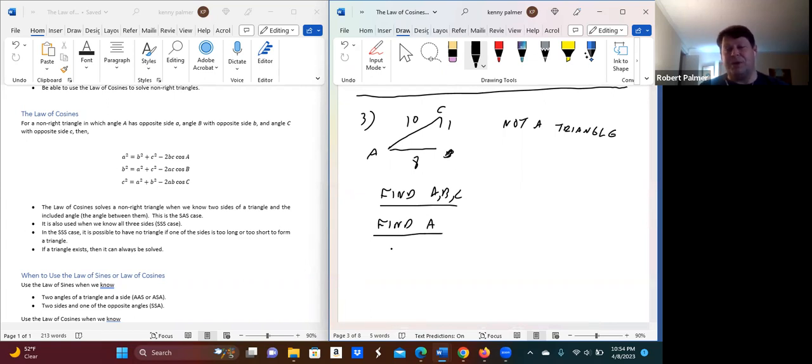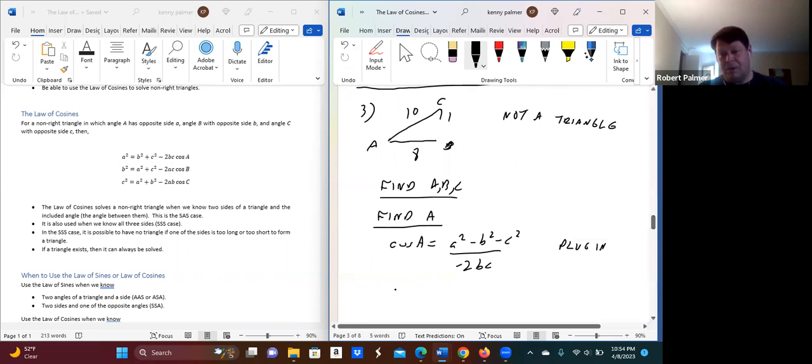Okay, I'm going to cut straight to the chase and give you the formula for A. That's going to be the cosine of A is equal to a squared minus b squared minus c squared over negative 2bc. And that's as if I took this first one and solved it for the cosine of A. Now, let's again plug in what we have. If we do that, then cosine of A is equal to 1 squared minus 10 squared minus 8 squared all over negative 2 times 10 times 8.